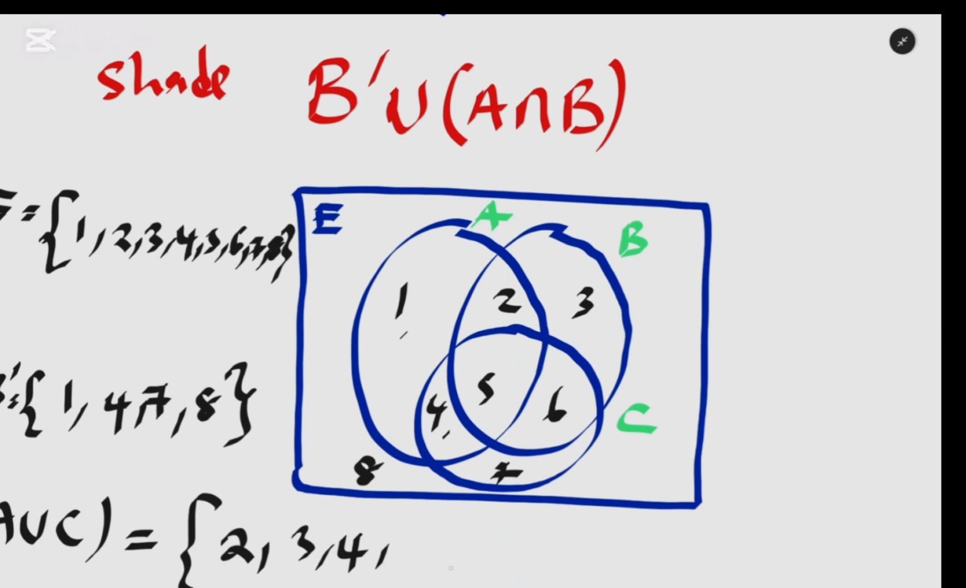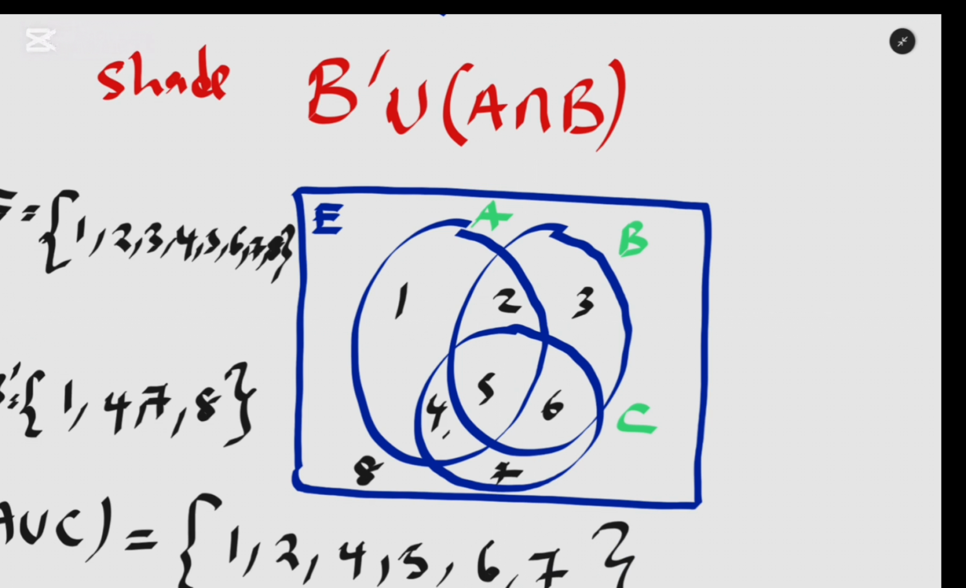A and C, we have 1, 2, not 3, but 4, because A and C is this, and of course this. Okay, so we have, this is 6, please. So we have 1, 2, 4, 5, 6, 7, not 8. So this is A and C. So 1, 2, 4, 5, 6, 7.